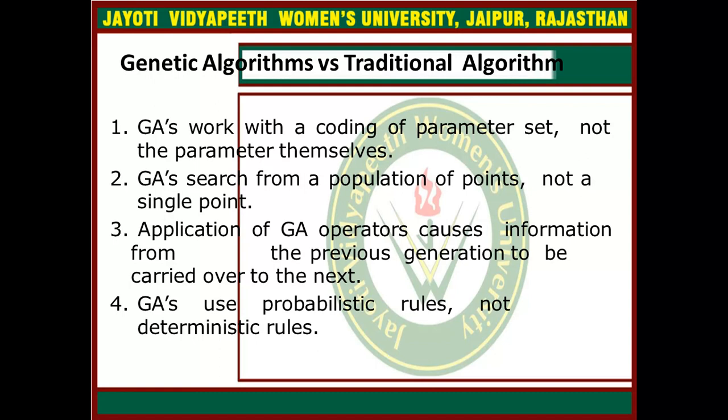Now come to genetic algorithm versus traditional algorithm. The genetic algorithms work with the coding of the parameter set, not the parameters themselves. The genetic algorithms search from a population of points, not a single point. The application of genetic algorithm operators causes information from the previous generation to be carried over to the next one. And this uses probabilistic rules, not deterministic rules.